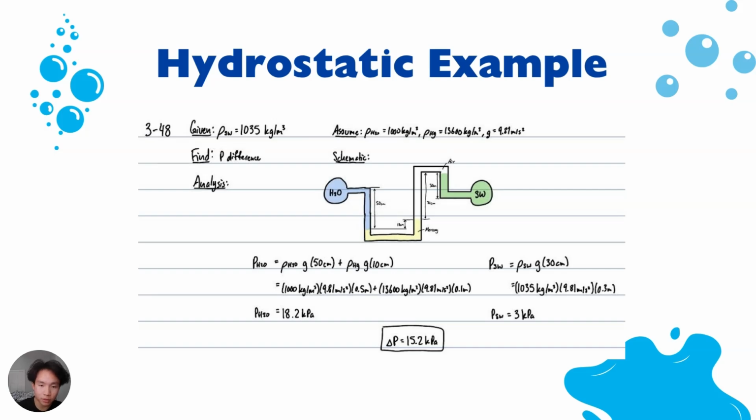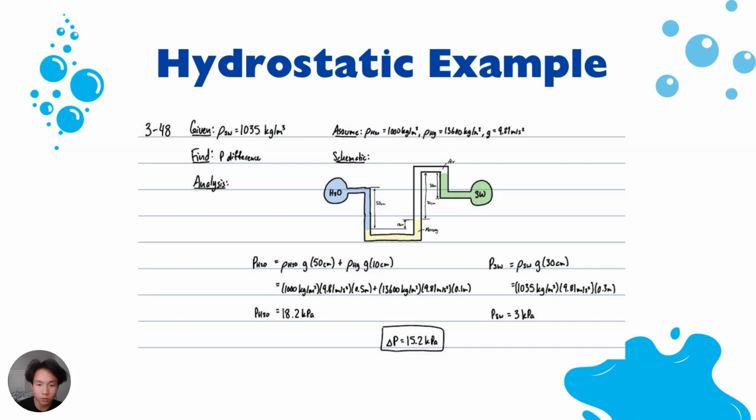And so we start by calculating the pressure difference, or the pressure of like this 10 centimeters of mercury, and we add that to the pressure being created by the water here, 50 centimeters height or depth of water, and we add them, which will give us this number here, 18.2 kilopascals.